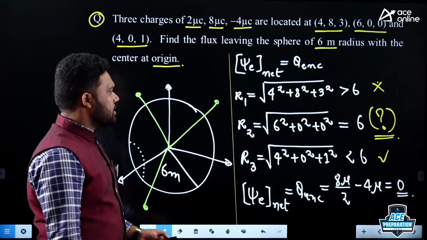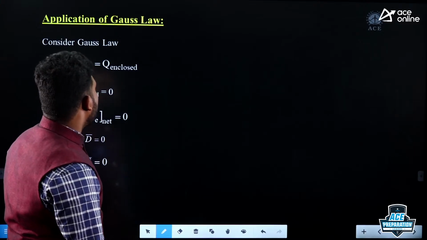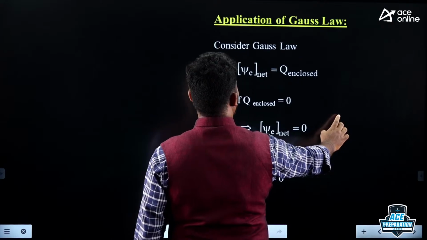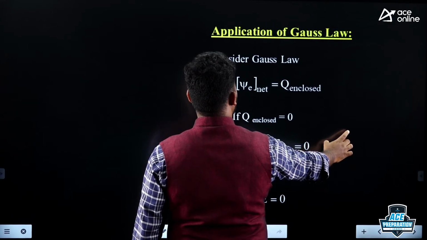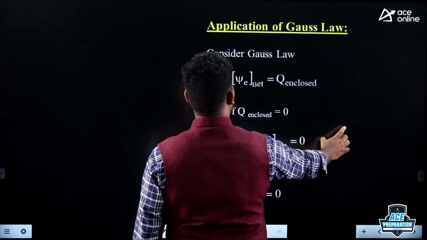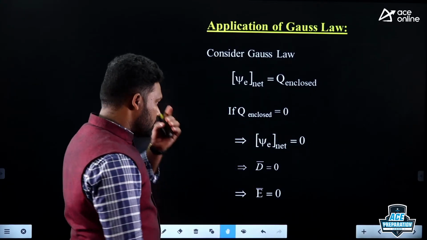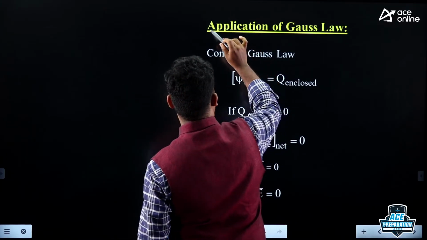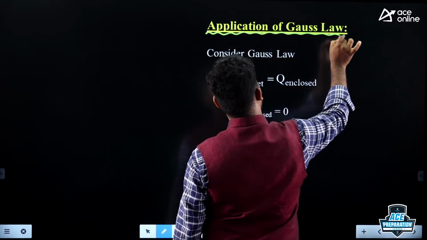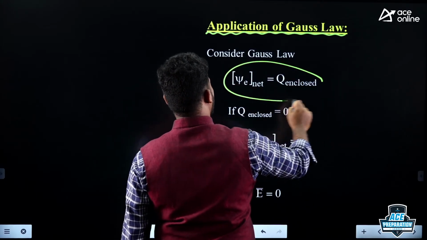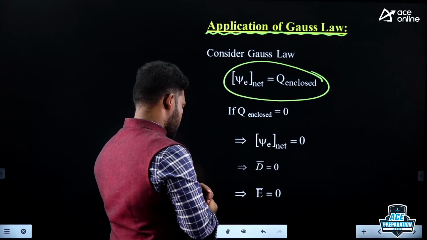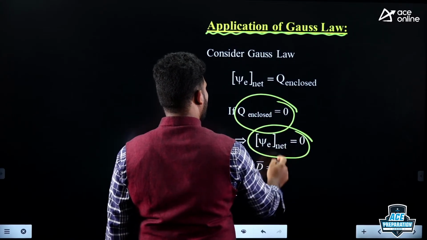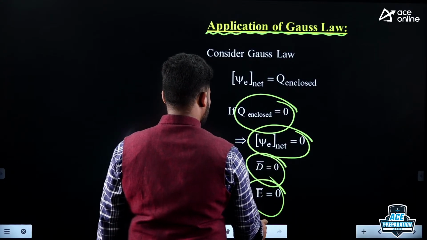Clear, friends? Okay, fine. Now let us take the applications of the Gauss law. By using the Gauss law, you can find out the electric field. Let me show you in short. There are mathematical integrals involved here, and we will not go into the details of that. We know that from the Gauss law, the net electric flux is equal to the charge enclosed. So if the charge enclosed is 0, the net electric flux is 0, flux density is 0, electric field is 0. That is the story.